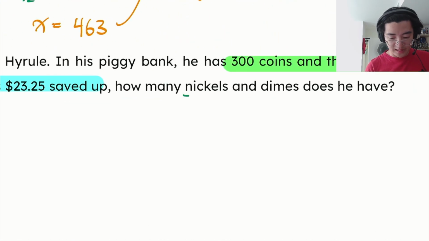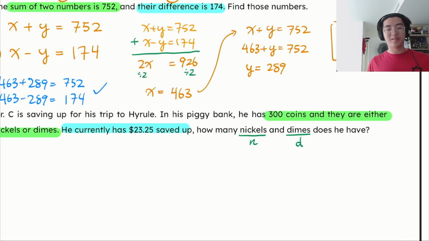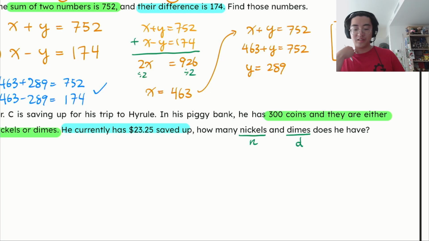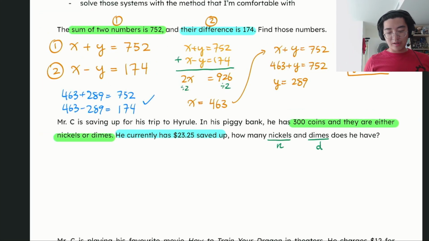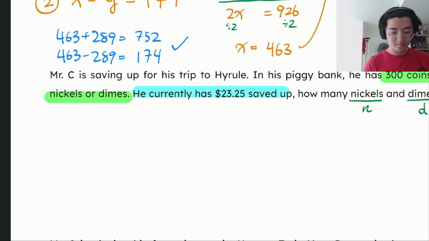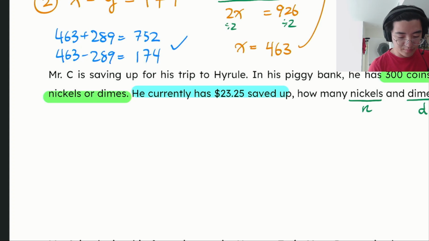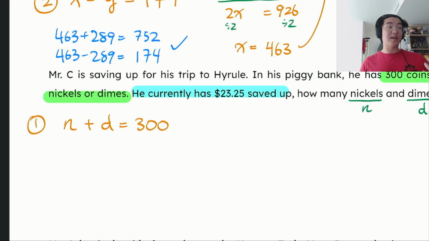So that's what the question is asking us. How many nickels and how many dimes? So we can represent nickels as n and dimes as d as our variables. You can use x and y as well, but I'm going to use n and d so it's more clear. We know from our first piece of information that he's got 300 coins. So the number of nickels and dimes must add up to 300. N and D are the number of nickels and dimes.